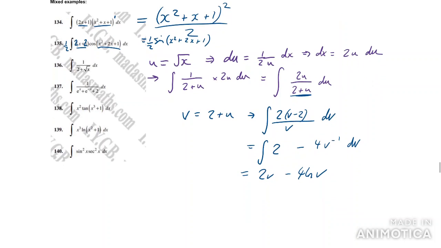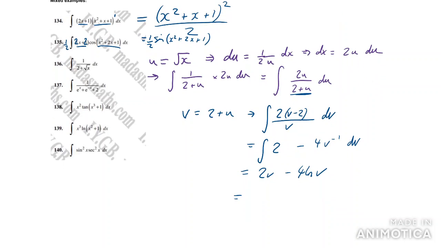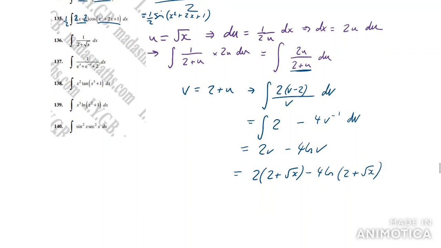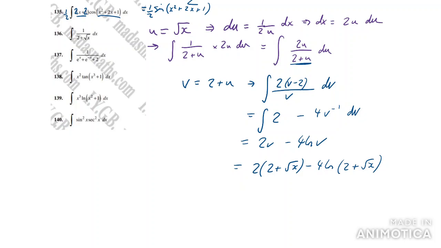And so working our way back, that means we know that v is 2 plus u and u is root x. So we can say finally this is 2 of 2 plus u, which is 2 plus root x, minus 4 ln 2 plus root x. And that's our answer. So obviously slightly trickier than the rest, but hopefully you can see it's not like you're coming up with anything particularly clever. You're just ruling out the obvious paths, and then there's only one path left usually.